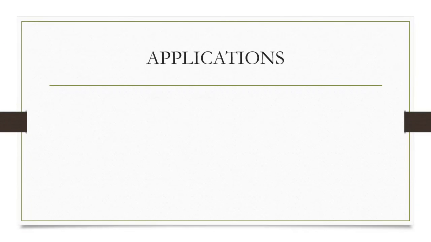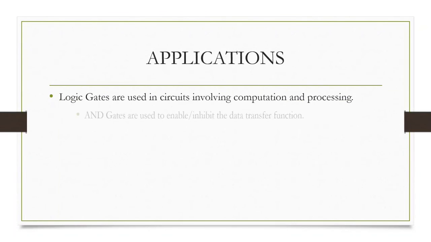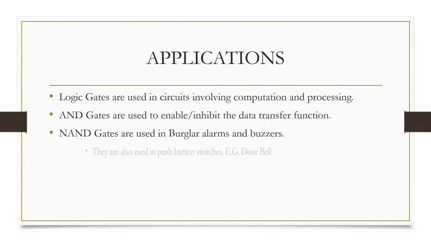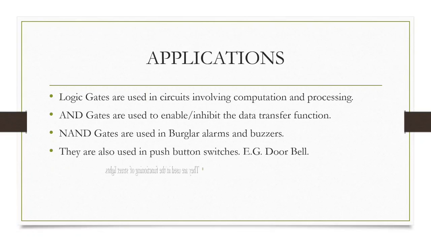Applications. Logic gates are used in circuits involving computation and processing. AND gates are used to enable or inhibit the data transfer function. NAND gates are used in burglar alarm and buzzers. They are also used in push buttons, for example doorbell. They are used in the functioning of street lights.